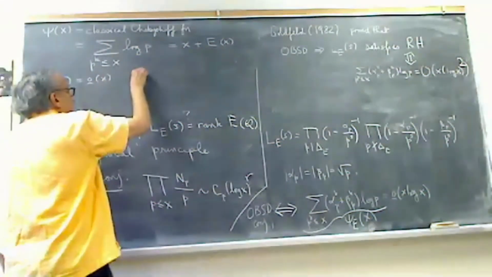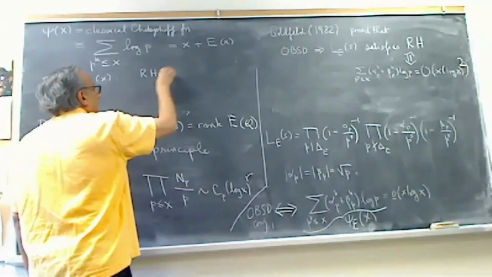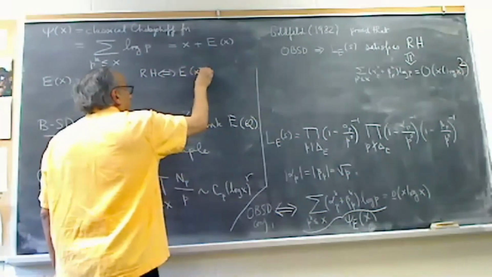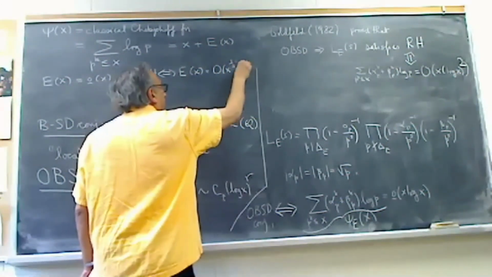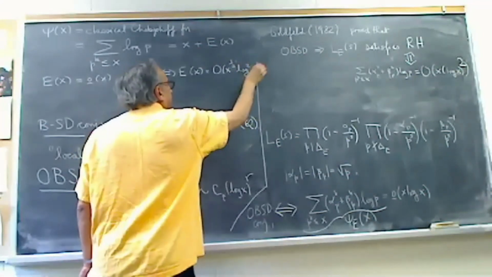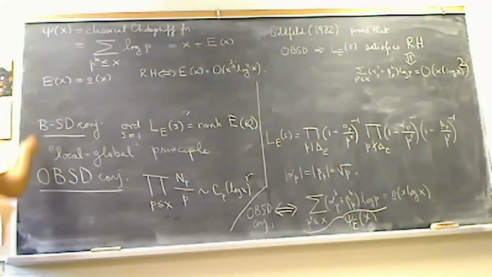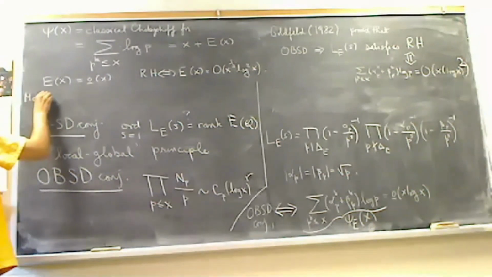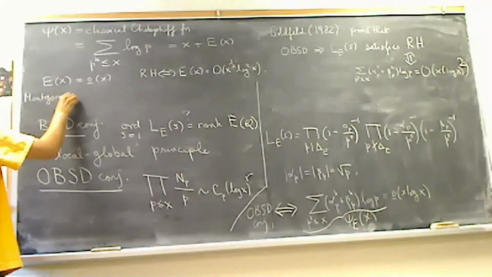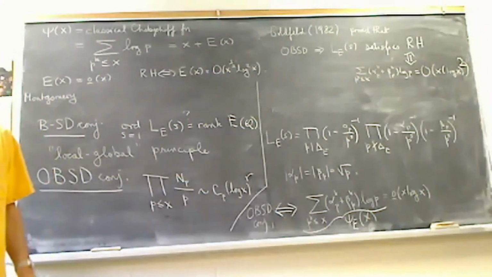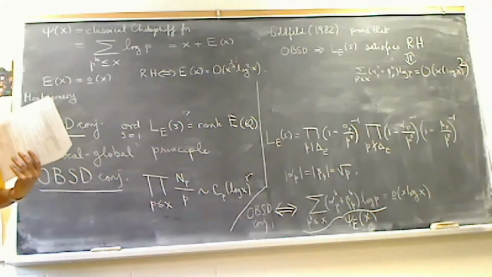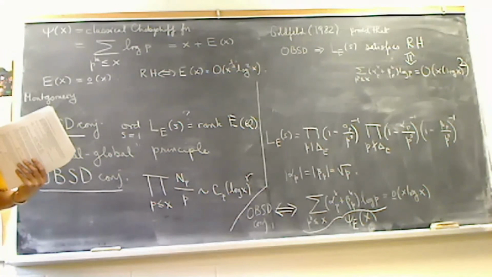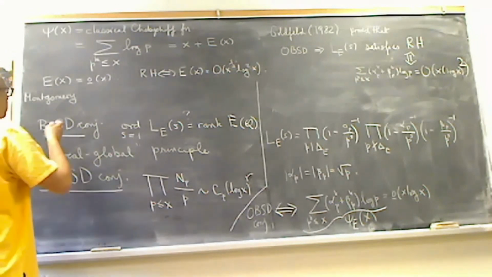And the Riemann hypothesis is equivalent to the statement that E of X is big O of X to the half log squared X. And Montgomery, using probabilistic methods, ideas kind of inspired by probability theory, which is a new, kind of nice paradigm to use for understanding prime numbers and the zeta function.